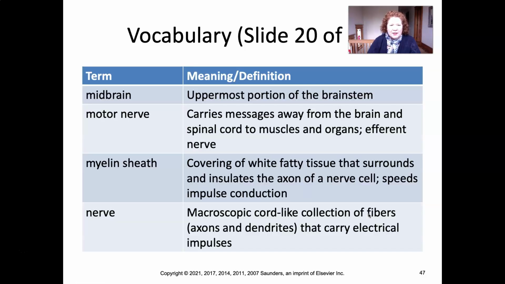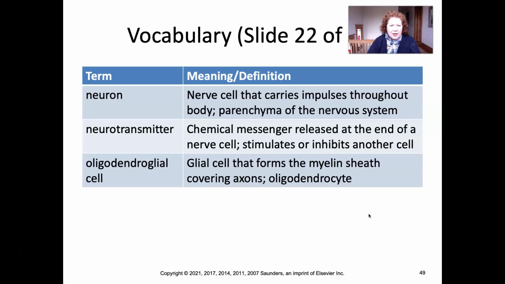Midbrain, motor nerve, myelin sheath. If you've ever heard of multiple sclerosis, one of the problems with that disease is that it damages, removes, strips away the myelin sheath. And that's what makes it such a progressively destructive disease. Nerve, neuron, neurotransmitter, oligodendroglial cell.